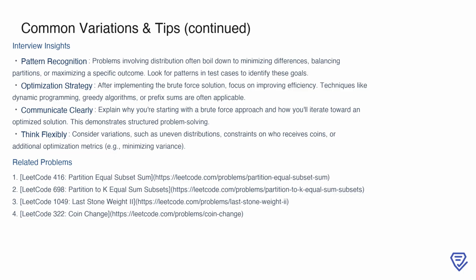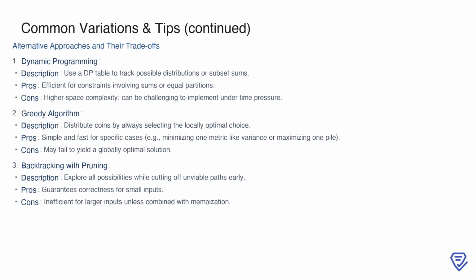When it comes to alternative approaches, dynamic programming is a powerful technique. It allows you to track possible distributions or subset sums efficiently, making it ideal for problems involving sums or equal partitions. However, it does come with higher space complexity and can be tricky to implement under time pressure. Another approach is using a greedy algorithm. This involves making locally optimal choices, which is simple and fast for certain scenarios, like minimizing variance or maximizing a specific pile. The trade-off is that greedy algorithms might not always find the globally optimal solution.